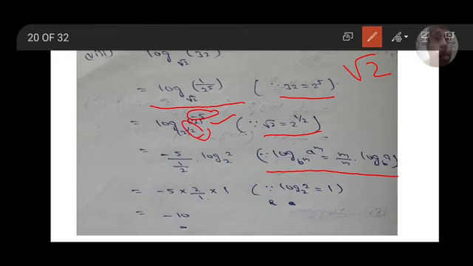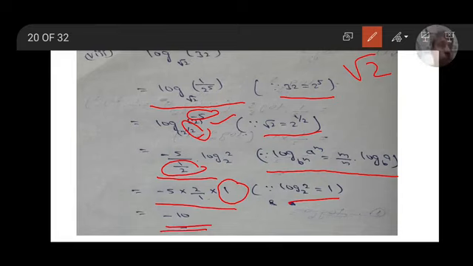Therefore minus 5 by 1 by 2 log 2 to the base 2. Log 2 to the base 2 value is 1. Log a to the base a value is 1. And this minus 5 by 1 by 2, the denominator will come as a reciprocal, 2 by 1. So minus 5 into 2 is minus 10, which is the answer. Okay, let us move on to the next problem.